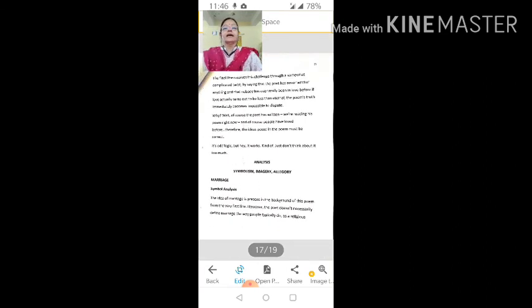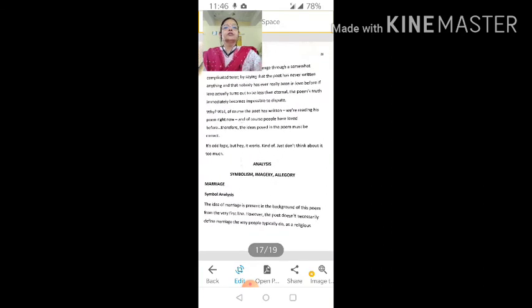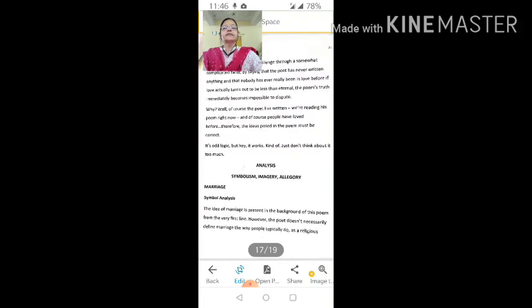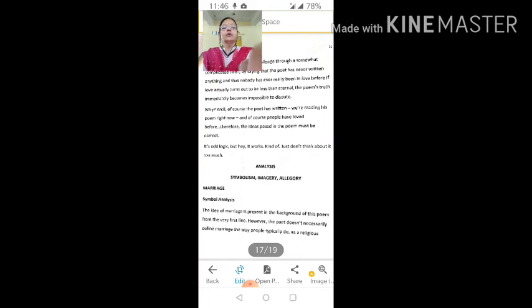The final line resolves the challenge, though a somewhat complicated twist, by saying that the poet has never written anything and that nobody has ever really been in love before. If love actually turns out to be less than eternal, the poem's truth immediately becomes impossible to dispute. That is, you cannot argue against it. Why? Well, of course, the poet has written, and we are reading his poem right now.